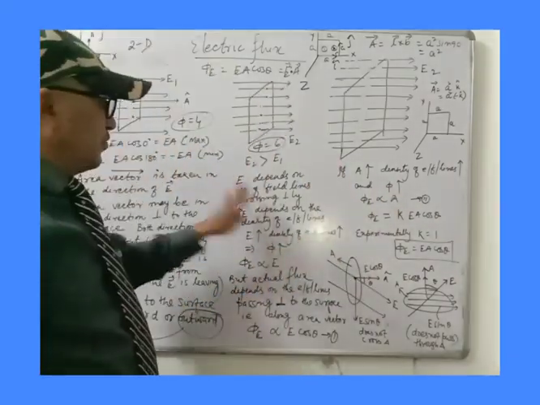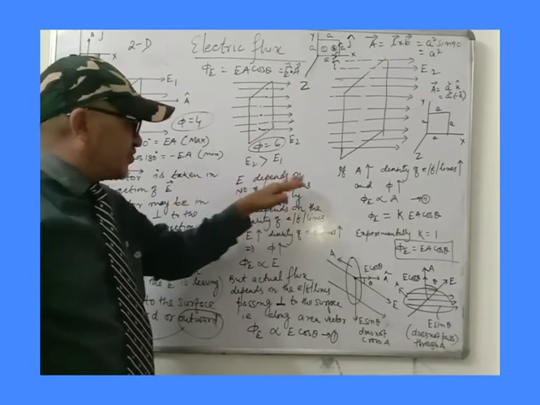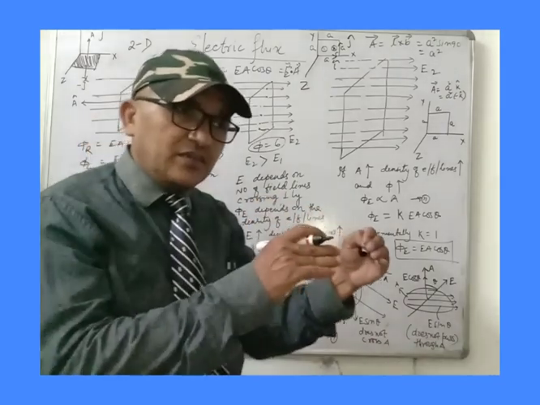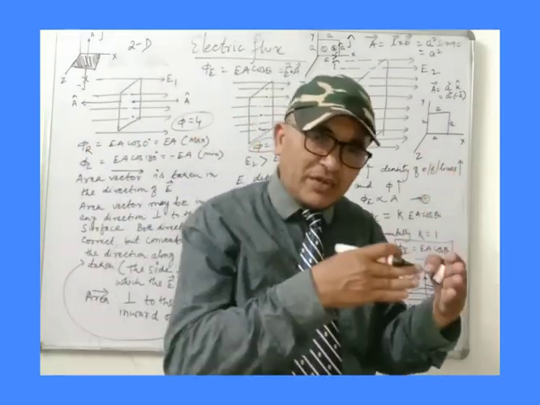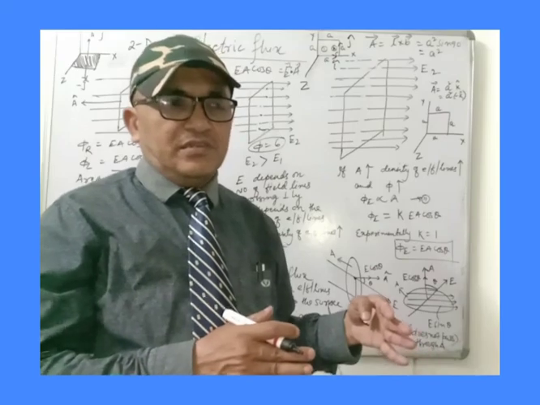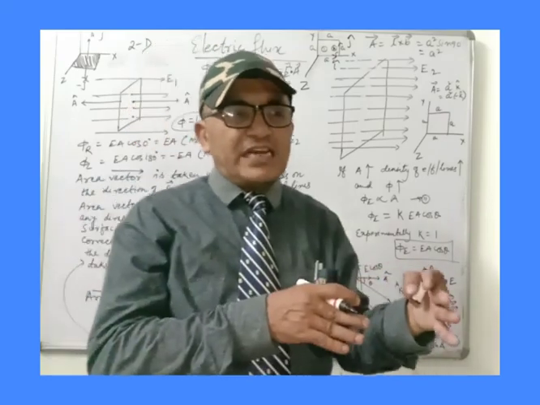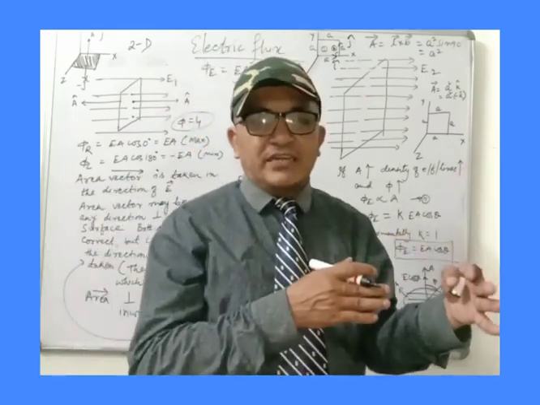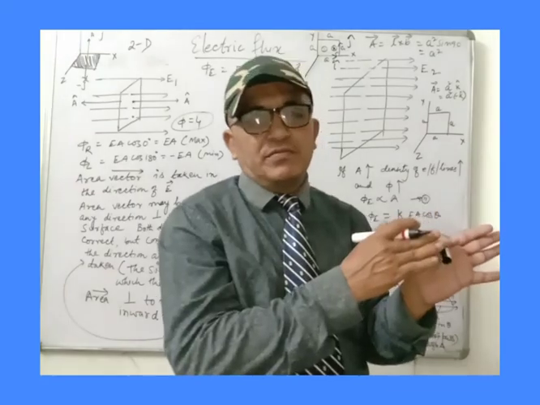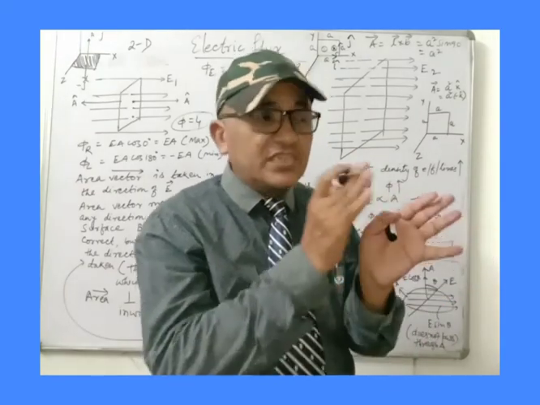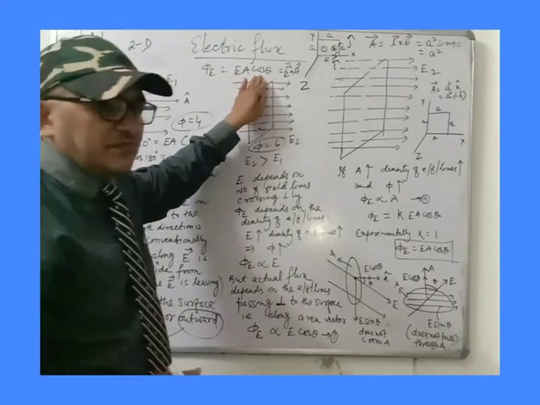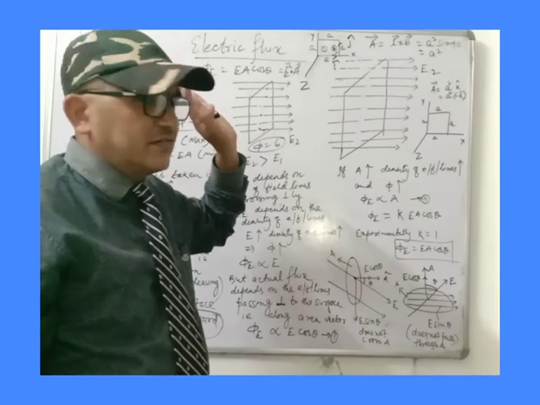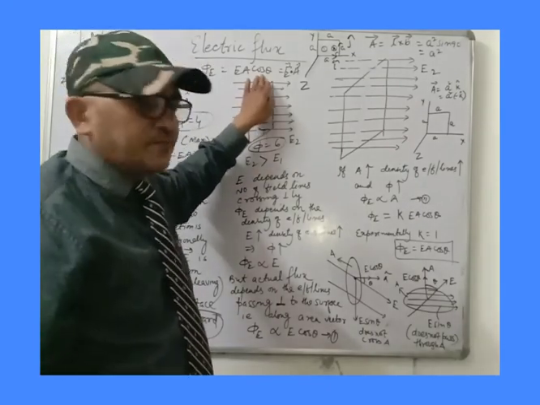That means, look here now, electric flux depends on the number of field lines crossing perpendicularly. Only those electric field lines which are crossing perpendicularly are counted. That's why if the electric field lines are not perpendicular to the surface, then we have to find the component of that electric field along the perpendicular. For that reason, that cos theta comes out. Otherwise, E into A is the simple formula of flux. But there is cos theta also.